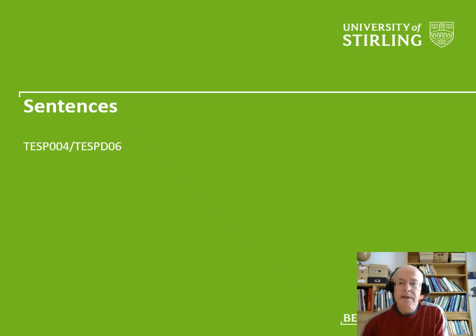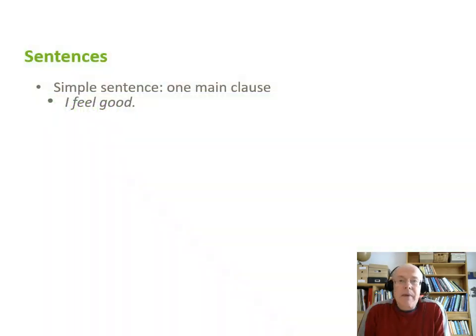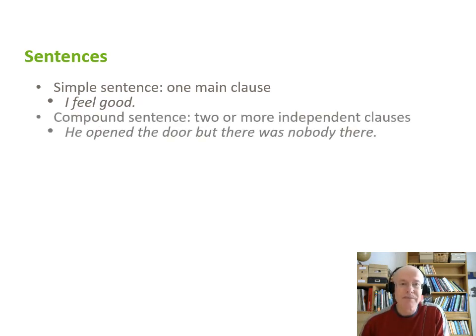On sentences. Sentences are made up of clauses, and a simple sentence then has just one main clause. But a compound sentence has two or more independent clauses. In other words, each clause could stand on its own. So "he opened the door" could be a sentence, "there was nobody there" could also be a sentence.